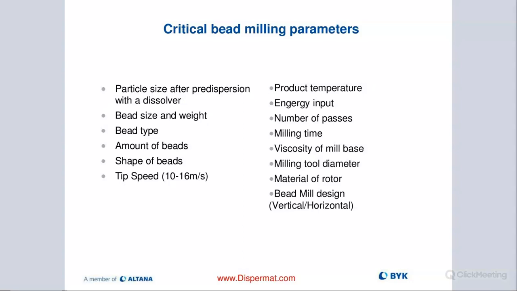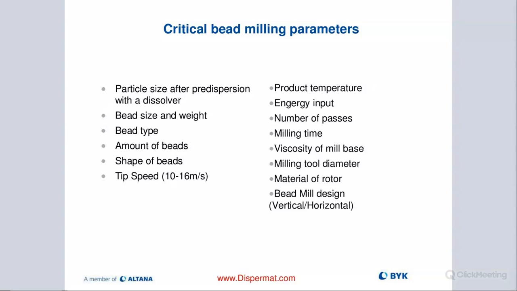The viscosity of the mill base is very important. Don't be too thin, because it's very difficult to put in the energy to help us with the breakup. And if we're too thick, then it's very difficult to feed the material through the mills, whether it's a horizontal mill or a basket mill or vertical bead mill. So I want to have flowable material.